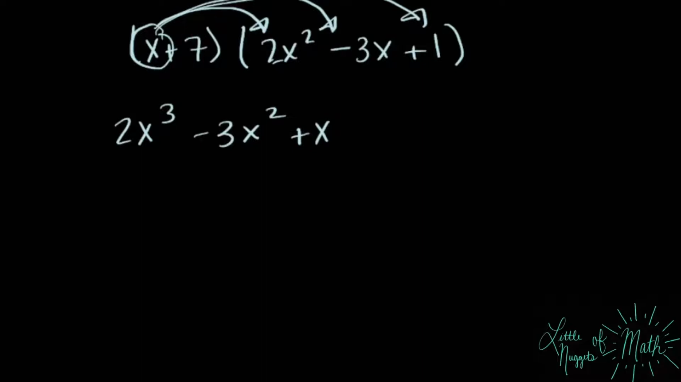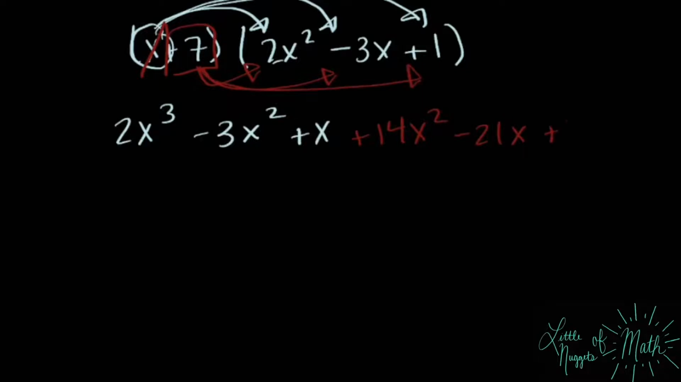Now we'll do the positive 7. Positive 7 times 2x squared is 14x squared. Positive 7 times negative 3x is negative 21x. And positive 7 times 1 is 7.